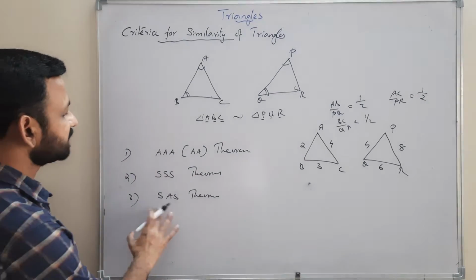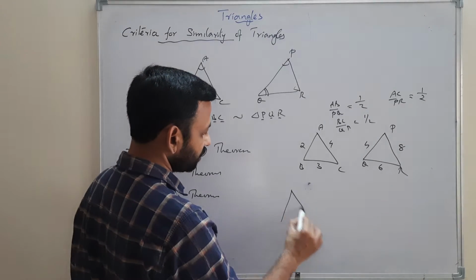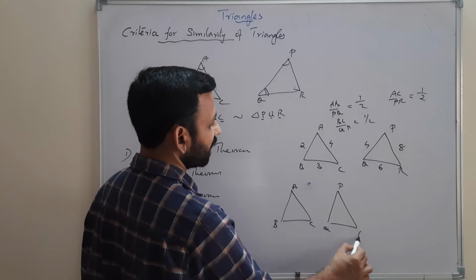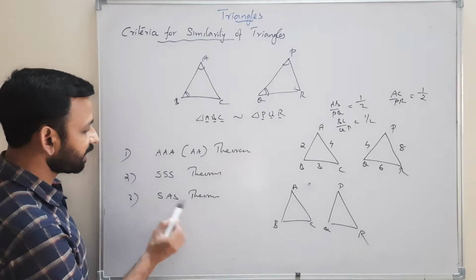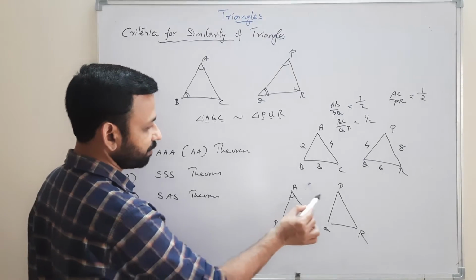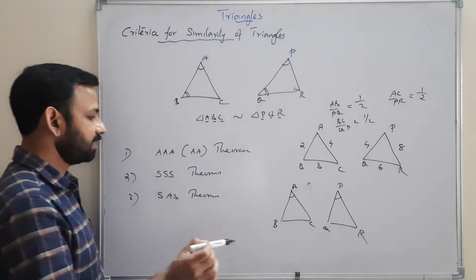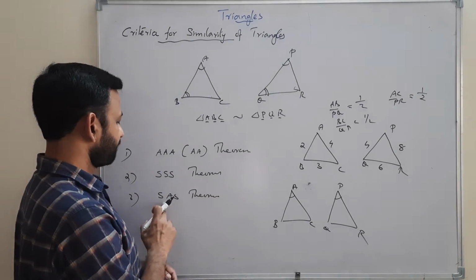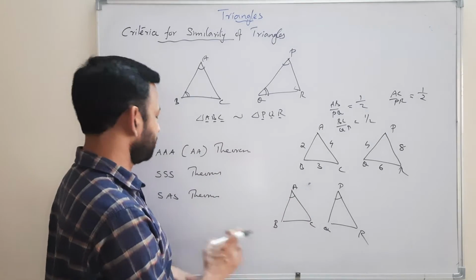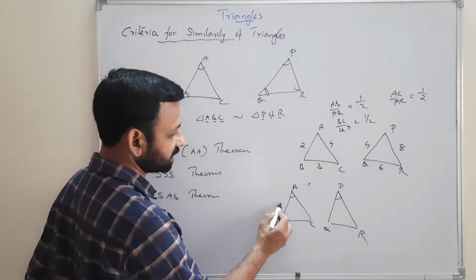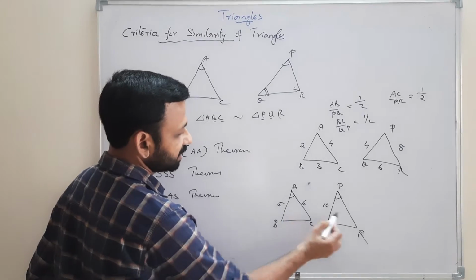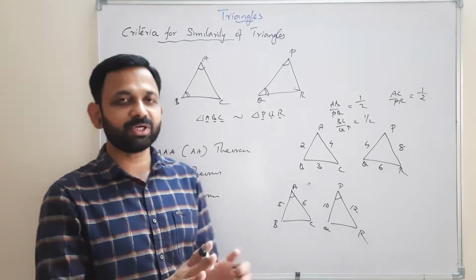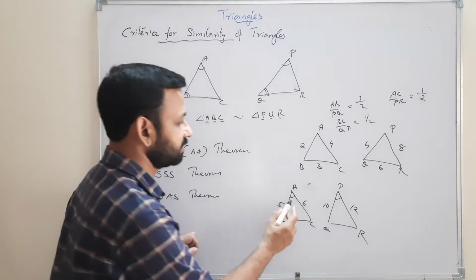And the next one is the SAS theorem. Two triangles ABC and PQR. One corresponding angle should be the same, and the corresponding sides, so that means including sides. If two sides and the included angle: if two sides are in the same ratio, suppose here they are 5, 10, 6, 12, and the included angles are equal, suppose it is 30 degrees.